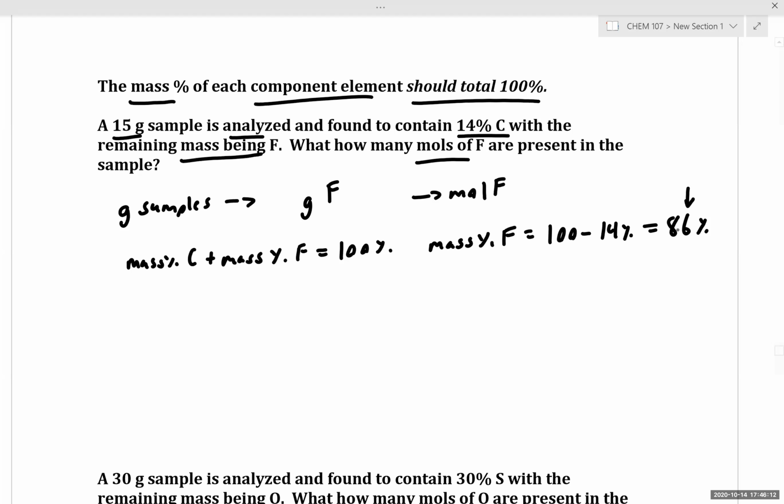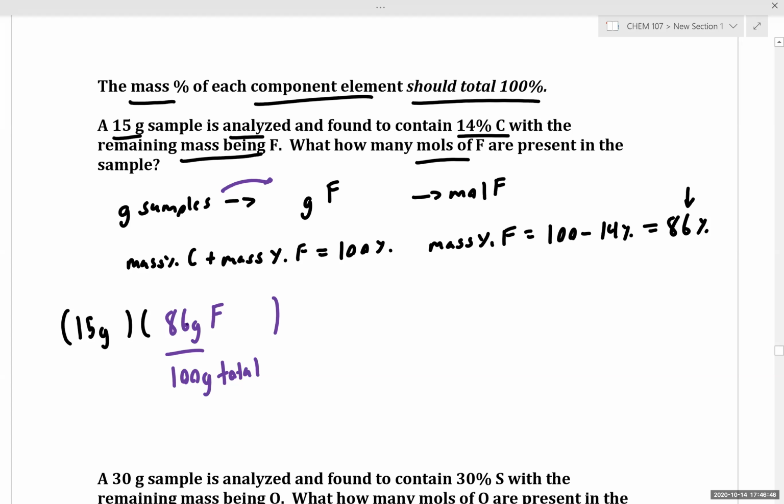So now that we have this set up, we have all the tools that we need to complete this unit conversion. So starting off, when we have 15 grams of sample, let's look at our solution map. We're asked to go to the grams of fluorine. Given our percentage by mass of fluorine is 86%, we know we have 86 grams of fluorine per 100 grams total. That's our mass percentage conversion factor that we calculated.